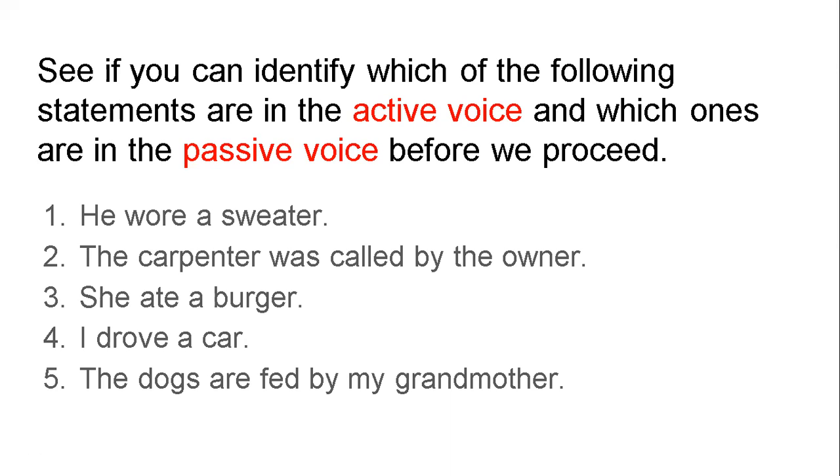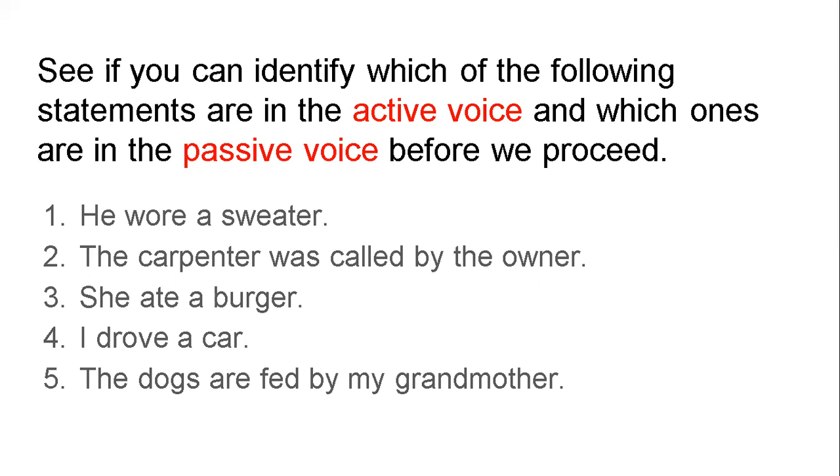Then look at the second one. Now, according to the first glance that we had, it appeared that the second and the fifth are written in passive voice. Let's confirm that. The carpenter was called by the owner. So, is it a longer sentence? Does it have a helping verb in it? Does it have the object first and then the subject? Does it have the word by in it? Hold that thought.